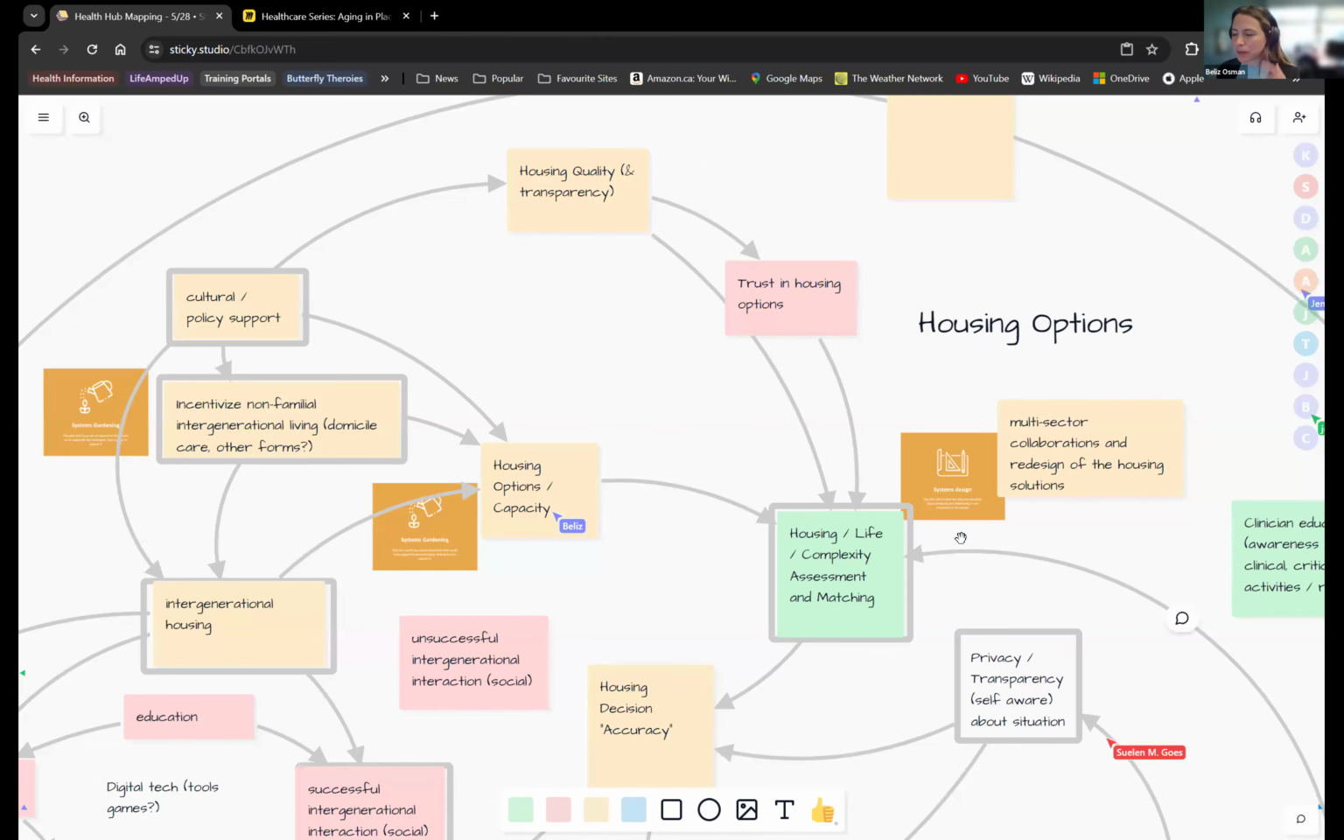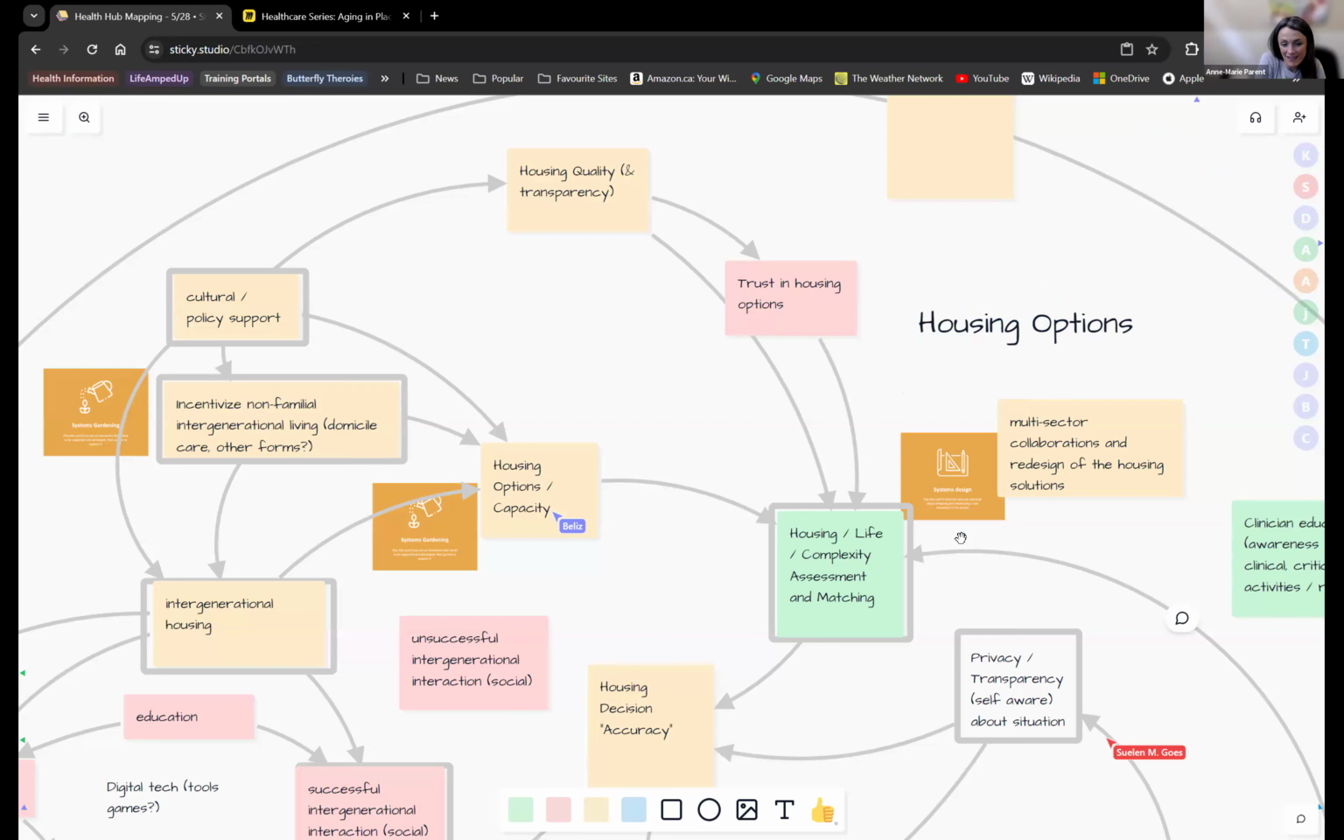Yeah, and Mary, I think I spent quite a bit of time looking at these housing stickies and trying to align it with the orange stickies. I don't know what I don't know. That's why I went with the system redesign when we were discussing it. I'm sure there are ideas and some innovations that we know about, but how do we bring those forward? So multi-sector collaborations popped up in my mind, so I put it up there.